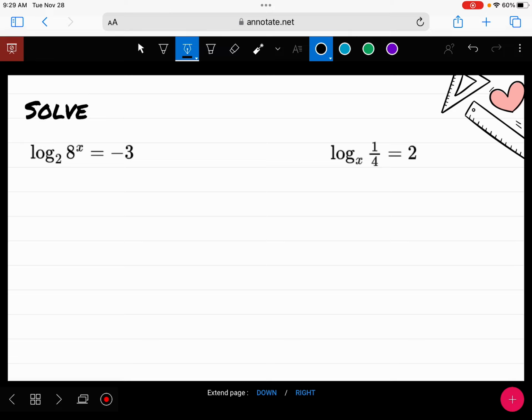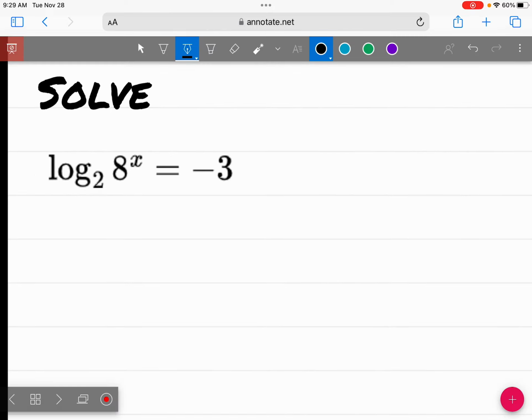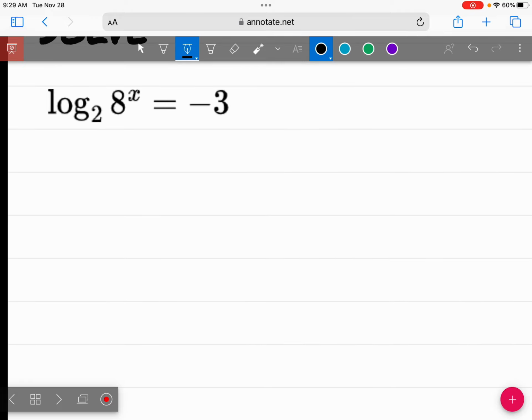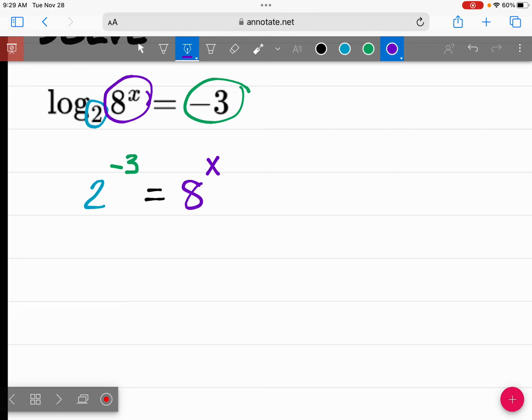All right, so we have log base 2 of 8 to the x equals -3. So I'm going to switch this back into exponential form. My base of 2, my exponent of -3 equals my argument of 8 to the x. We're going to have to actually think here.